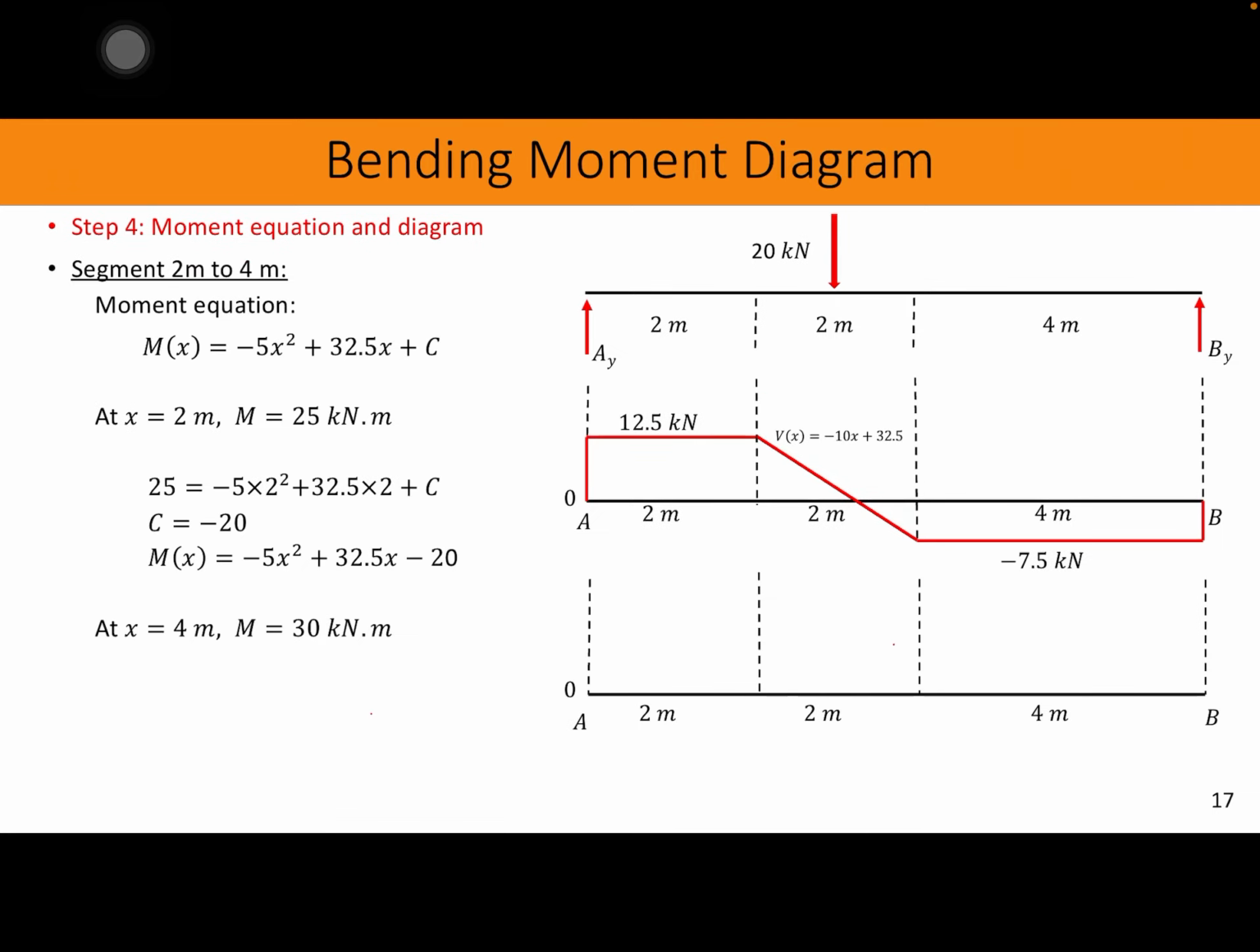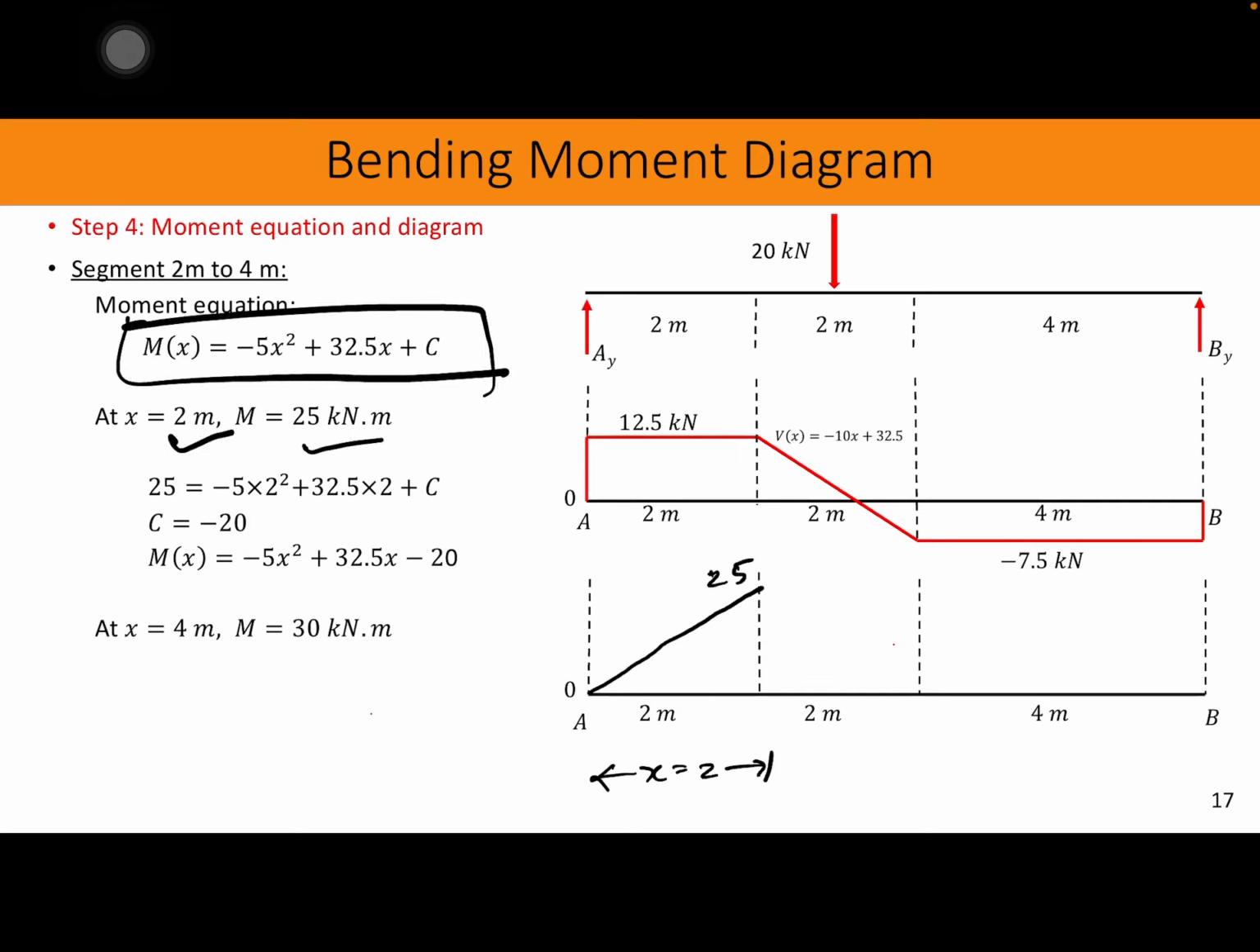So in this equation right here, we have to plug in those values. Okay, so let's take a look. If we plug in x equals 2, and here 25, so when x equals 2 we know that the moment was 25. That's what I'm plugging in this equation. Then if we solve it, we'll get c equals negative 20. So now I got this moment equation, right? Using this moment equation, I can get the moment at point 2, and I can get the moment at point 4.